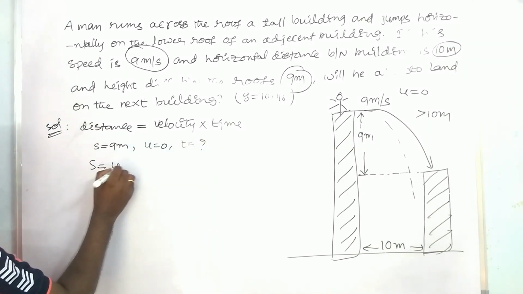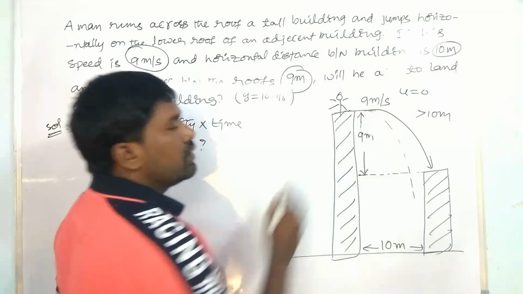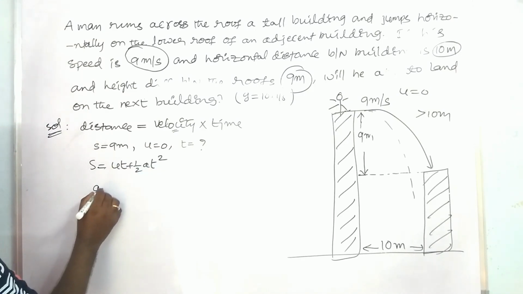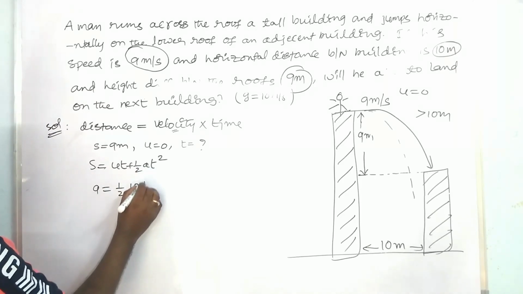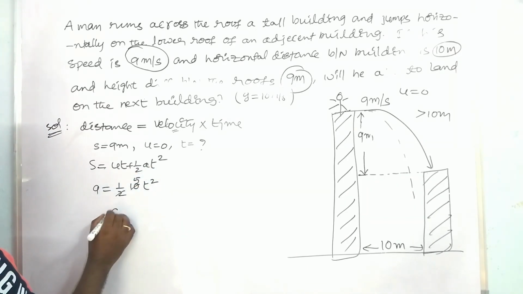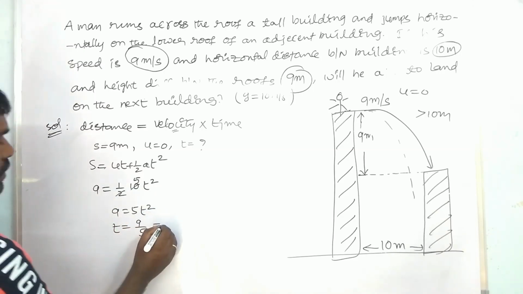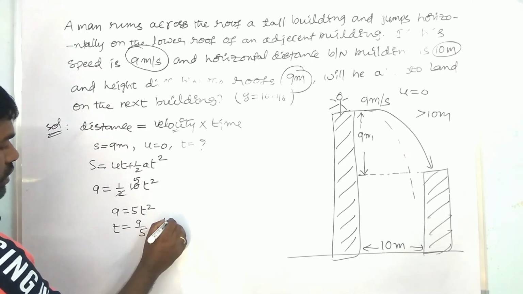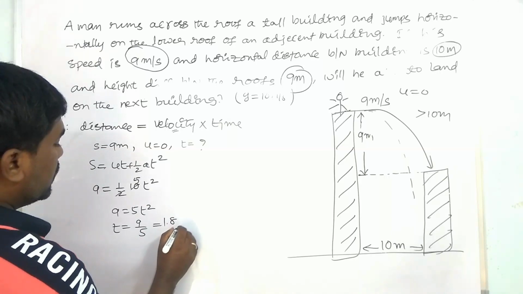From the equations of motion, s is equal to ut plus half at square. Here s is equal to 9 meters, u is equal to 0, and a is g, whose value is 10 meter per second square. So 9 is equal to half into 10 into t square, which is 5t square. So t square is equal to 9 by 5, which is 1.8.